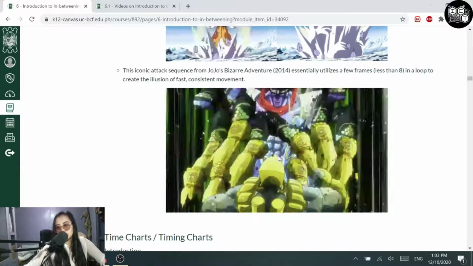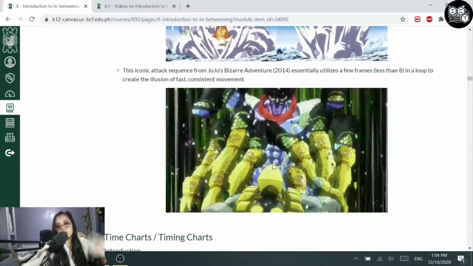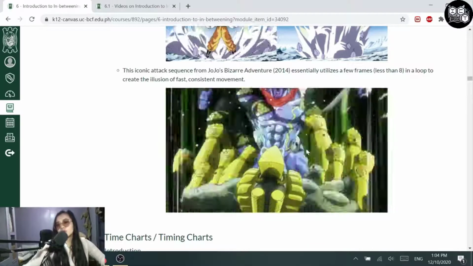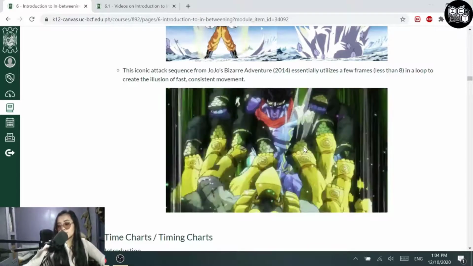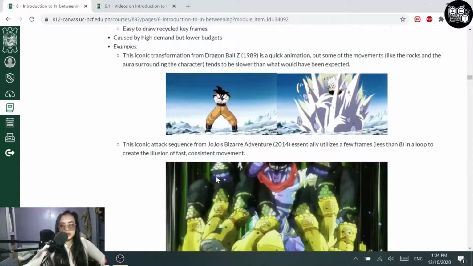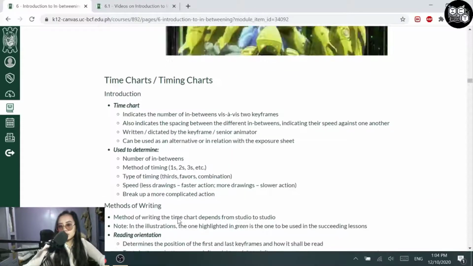If you're going to break this down, you essentially just have a few frames. Probably you only need 3 frames and then you're just panning it a bit upwards. With that one, as an animator or as an animation studio, it takes up much less resources for you to do it. So that is for some ideas on in-betweening. Now let's move on to time charts or timing charts.